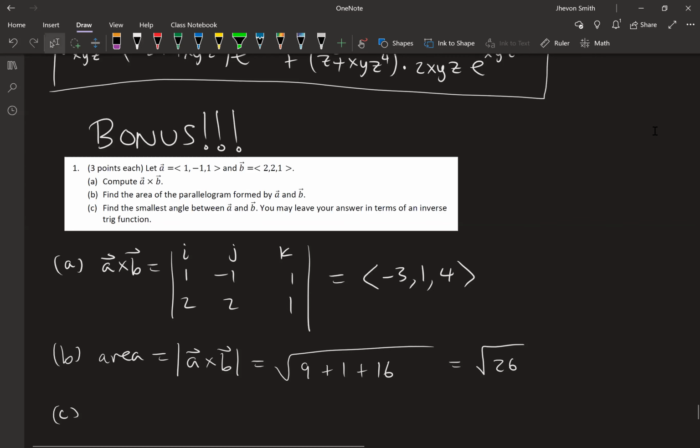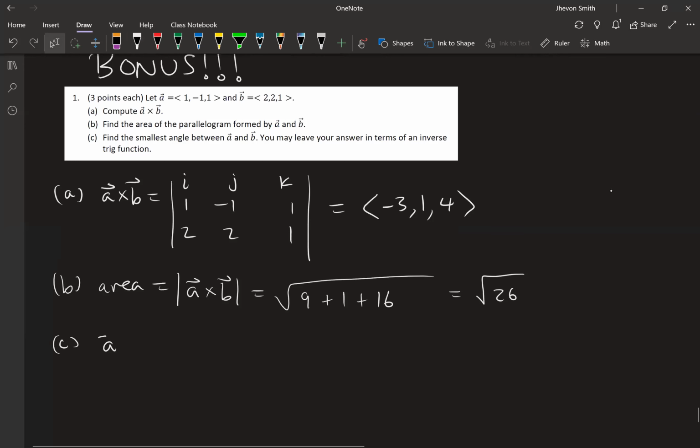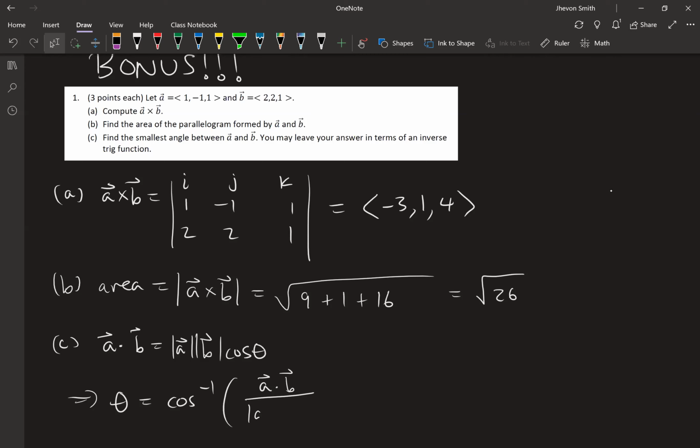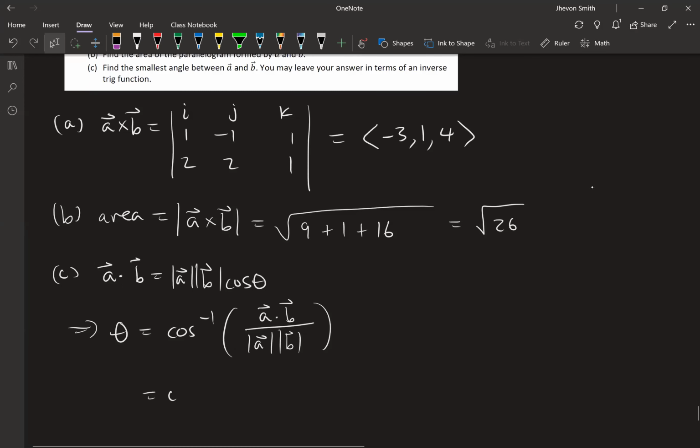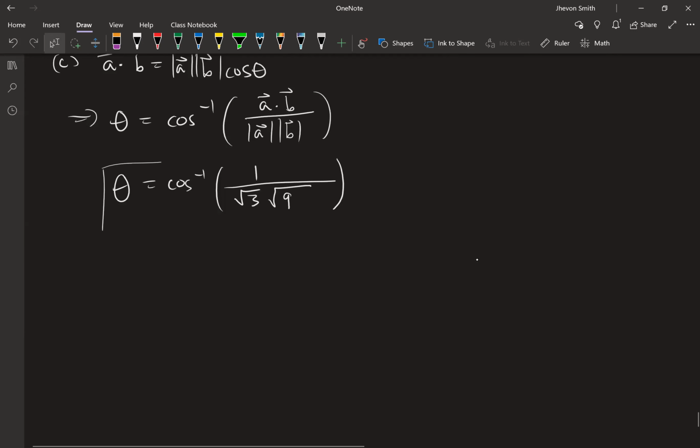C, find the smallest angle between A and B. And this is, again, using that formula we had. So we know that A dot B is equal to the magnitude of A, magnitude of B, cosine theta. So this means that theta is going to be cosine inverse of A dot B over magnitude of A, magnitude of B. And if we take A dot B, that is 2 minus 2 plus 1. And if I take the magnitude of A, that's radical 3. Magnitude of B is going to be radical 9. So that would be your angle there.